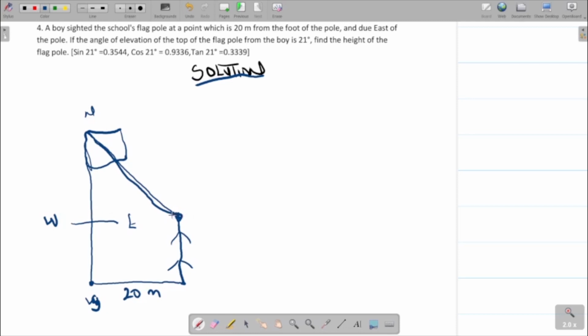So from here to here, let us do this. This is 21 degrees. It allows us to find the height of the flagpole. Find the height of the flagpole.